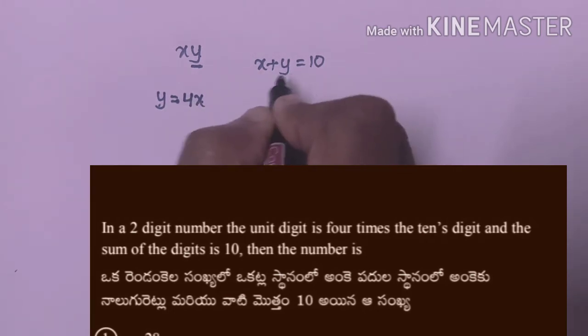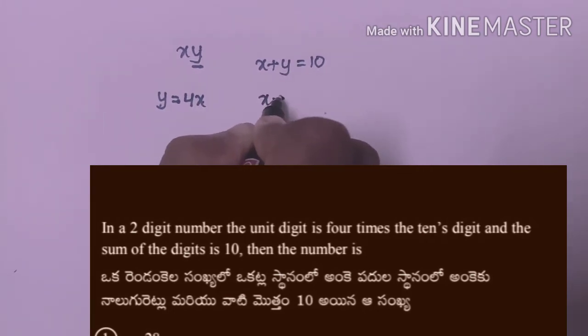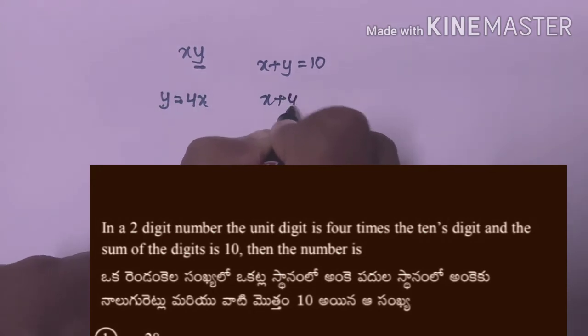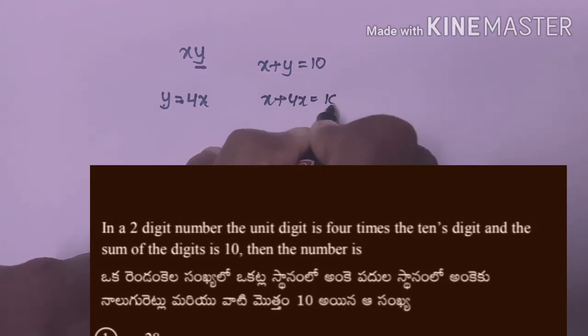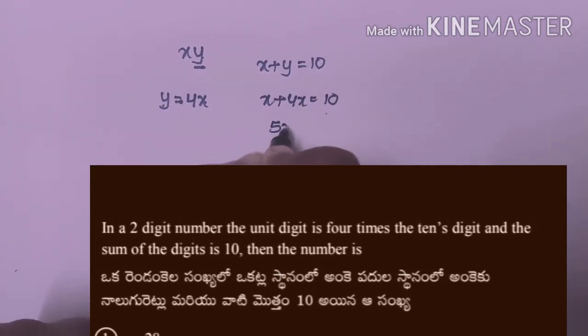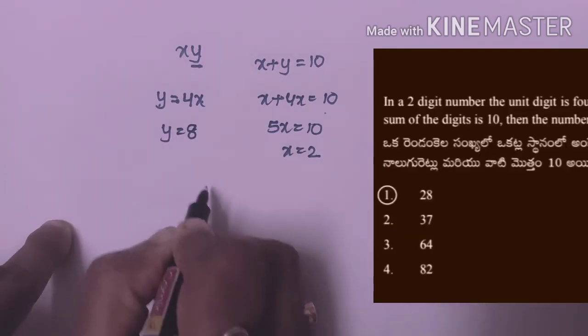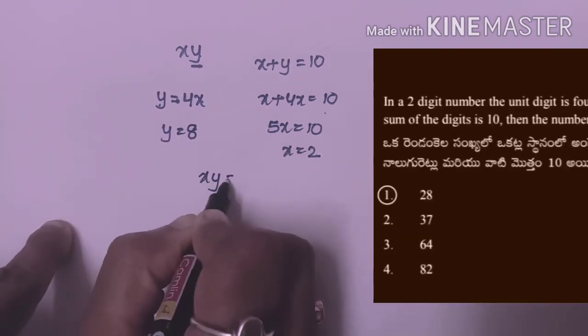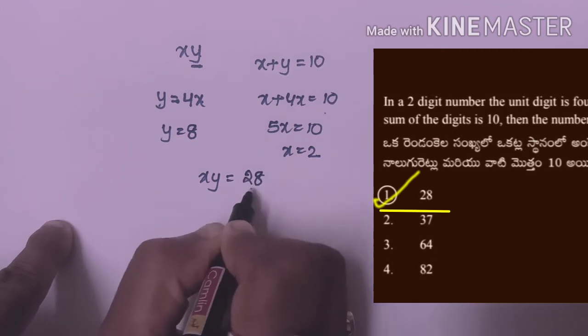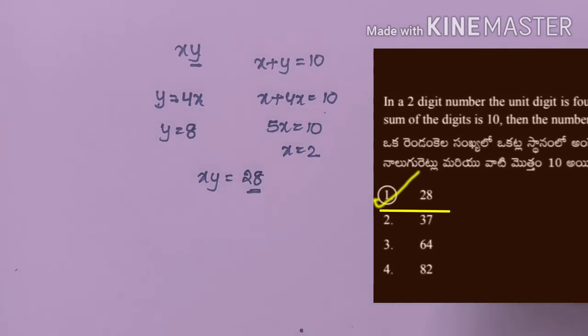So replacing y is equal to 4x here, then x plus 4x is equal to 10, that is 5x is equal to 10, then the value of x is equal to 2. X is equal to 2, then the value of y is equal to 4 into 2, that is 8. Therefore the number xy is equal to 28, which is the first option.